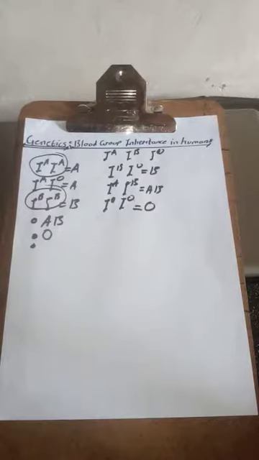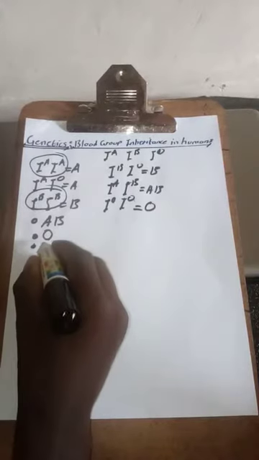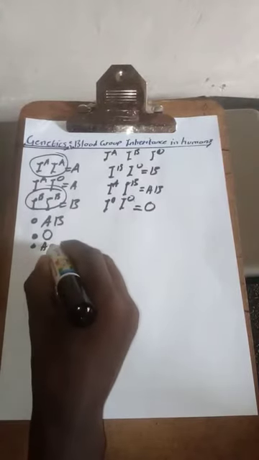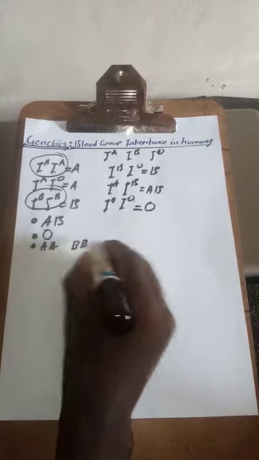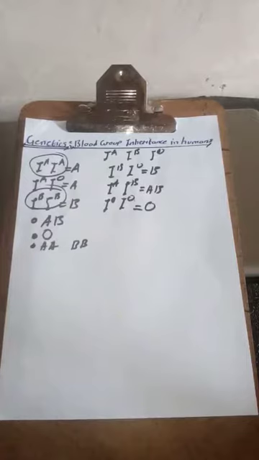O. That's another thing. When either parent is homozygous A or homozygous BB, there's no chance of these parents having a child whose blood group is O. So from this, we are just trying to see the possible outcomes in terms of the offspring.